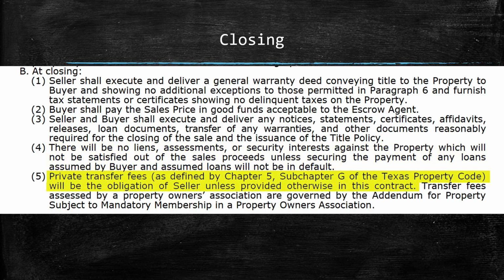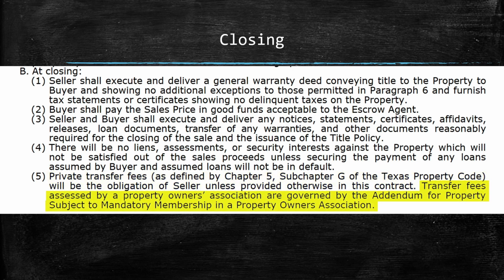Finally, in paragraph 9b, we have a discussion about private transfer fees. Private transfer fees, this is a term that is defined in Chapter 5, Subchapter G, Texas Property Code. And it says that private transfer fees will be the obligation of the seller unless provided otherwise in this contract. So unless the parties agree otherwise, if there are any private transfer fees, the seller will be obligated to pay them.